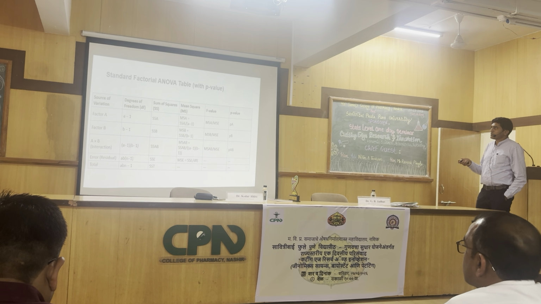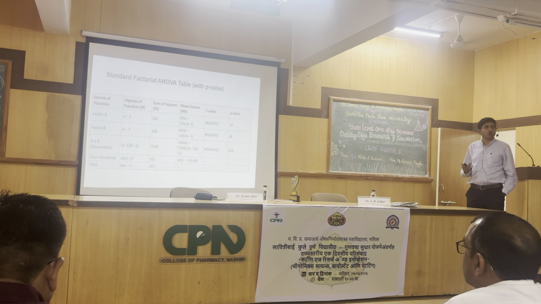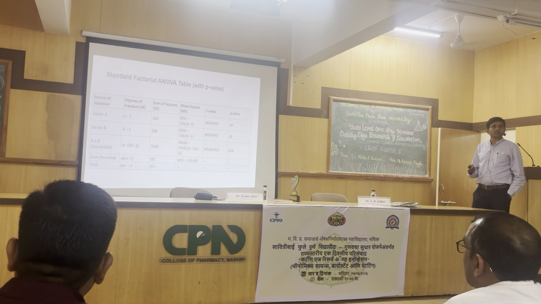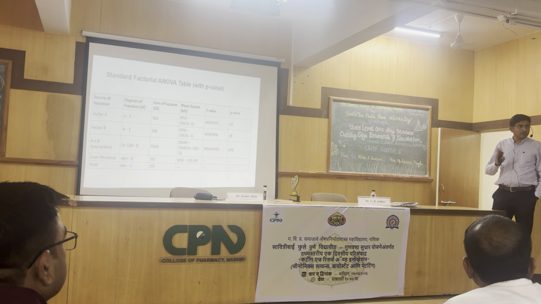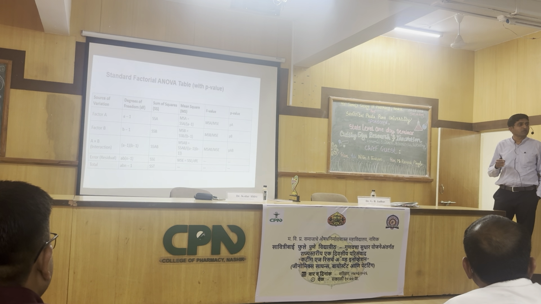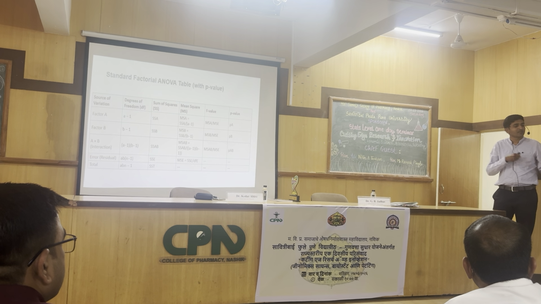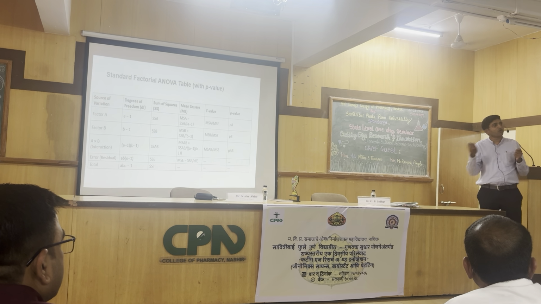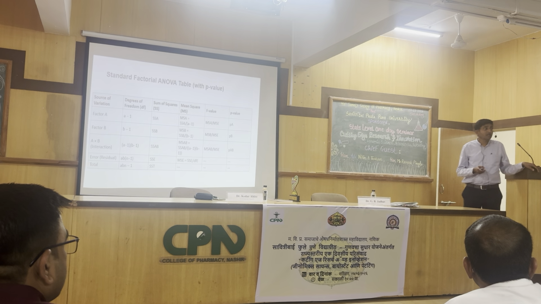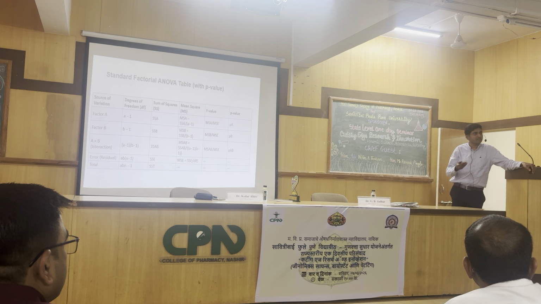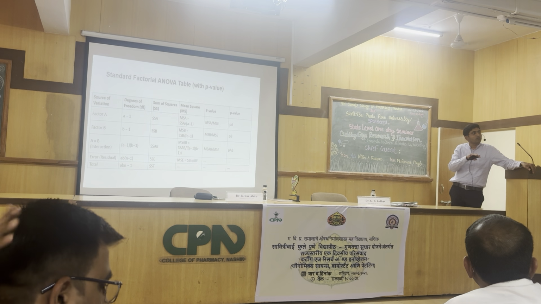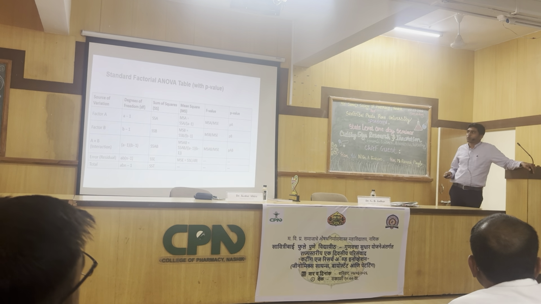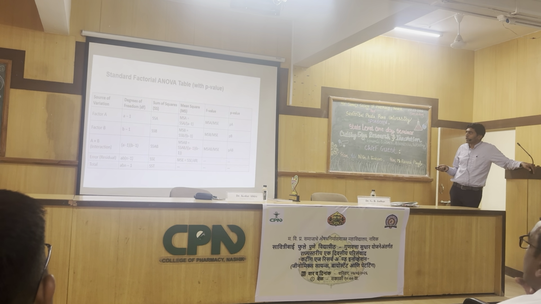Then the sums of squares are calculated by some complex formulas, but nowadays statistical packages can be used to find these out. When I was doing my PhD, we used to use Excel, so we needed to remember all these formulas and carry out all these calculations on paper, right? And then on the Excel sheet. But nowadays statistical packages just pull out the values and give out this ANOVA table.